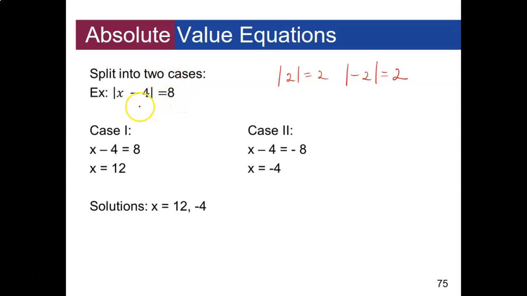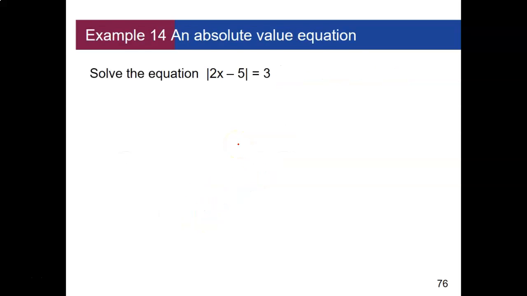So the way that we handle that is we actually take what's inside this, and the first case we just drop the absolute values. So we have x minus 4 equals 8. The second case, we're going to take this and we're going to stick a negative on the right-hand side over here. So when we do that, we have x minus 4 equals negative 8. So we do one with the positive 8 case, the other one we do with the negative 8 case. And then we just simply solve these two and we get two solutions for our answer.